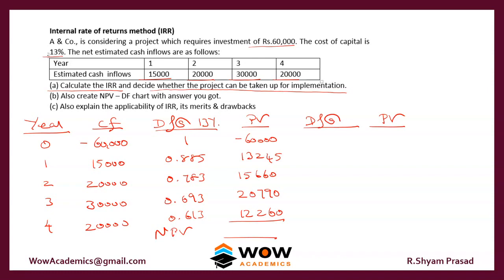So NPV is a positive number, 1955. If it comes as a positive number, the next attempt has to go to a negative number. If this is a positive number, the other number when we calculate should go to negative. If this is negative, the other number should go to positive. So we'll increase the discount factor to 17%, and let's see how the answer works.